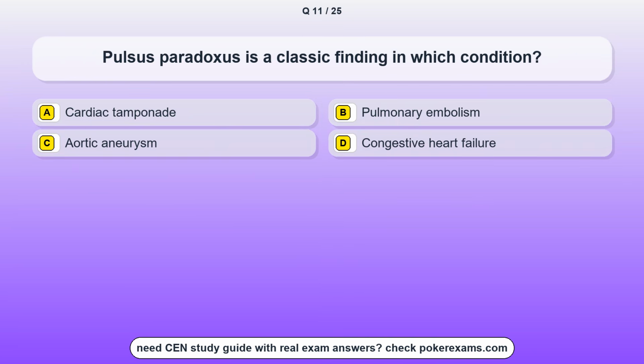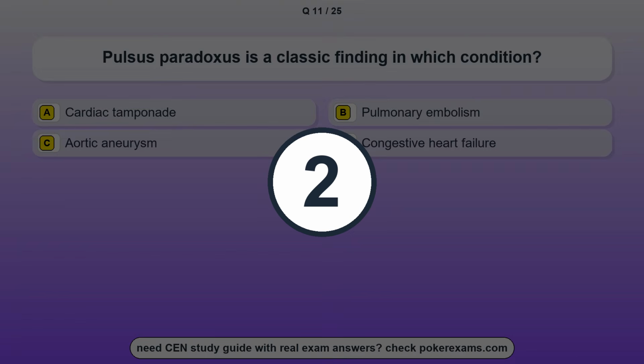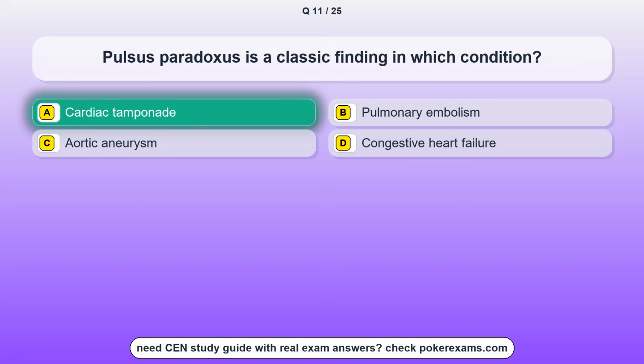Question 11. Pulsus paradoxus is a classic finding in which condition? Option A, cardiac tamponade. Option B, pulmonary embolism. Option C, aortic aneurysm. Option D, congestive heart failure. The correct answer is option A, cardiac tamponade.